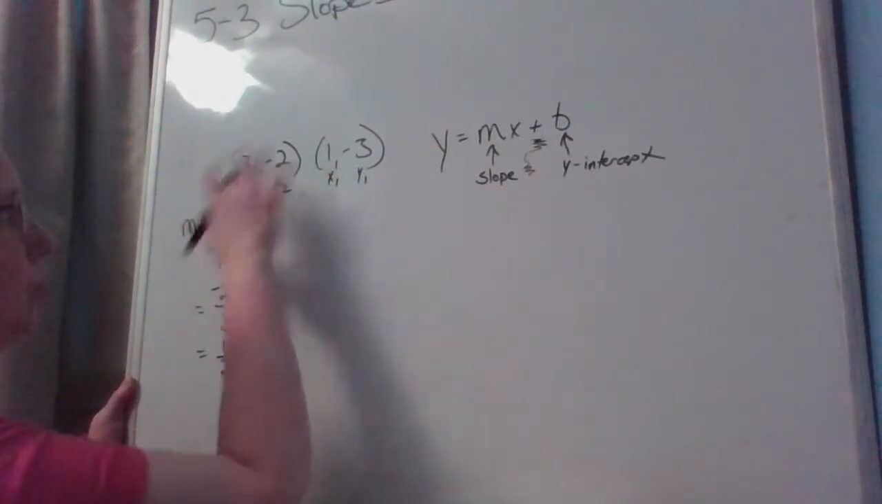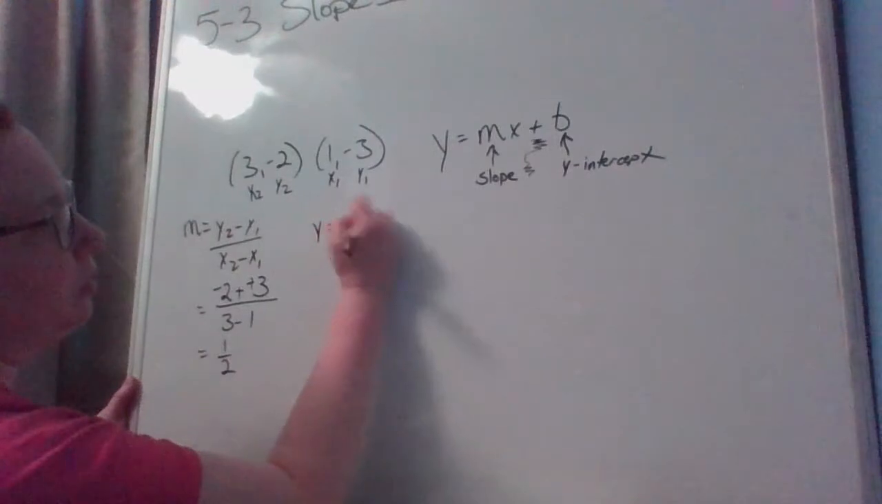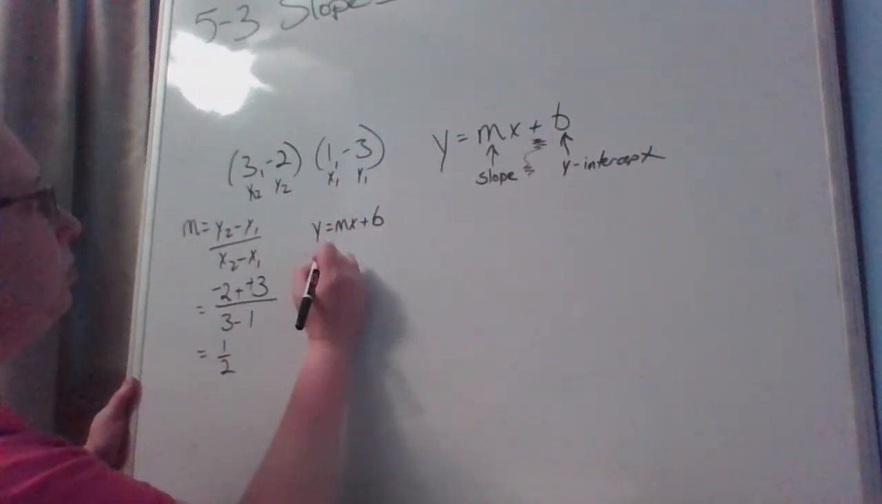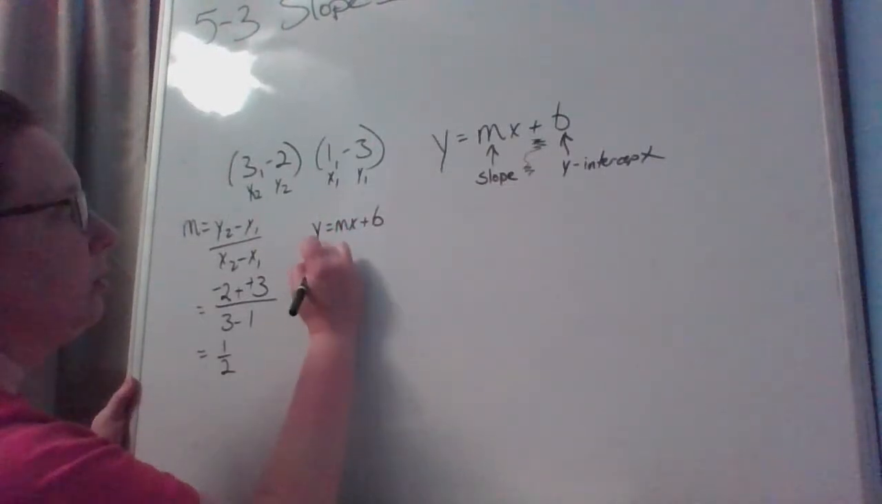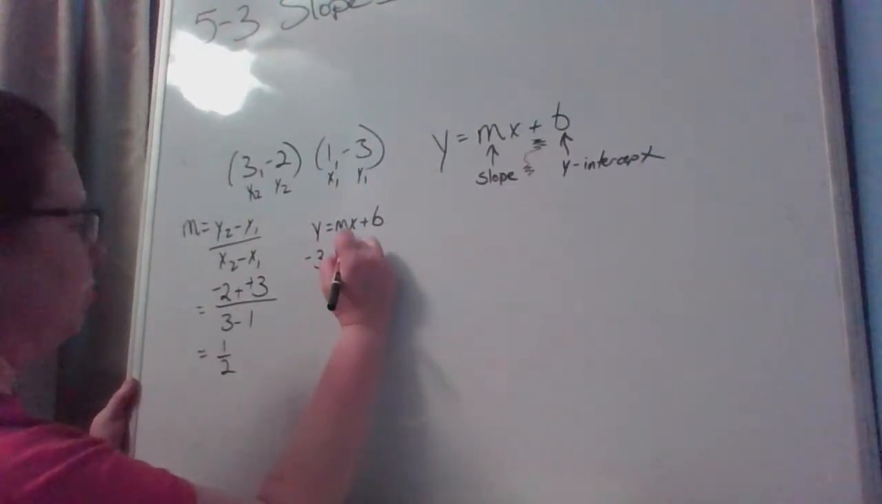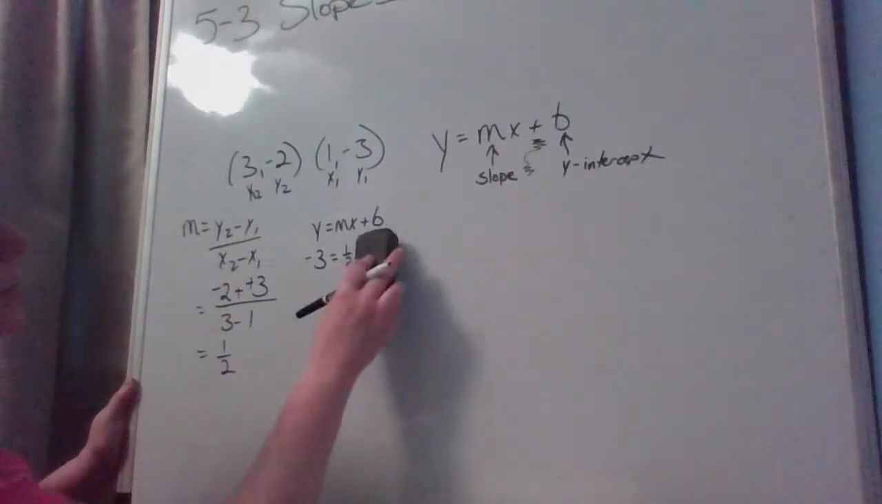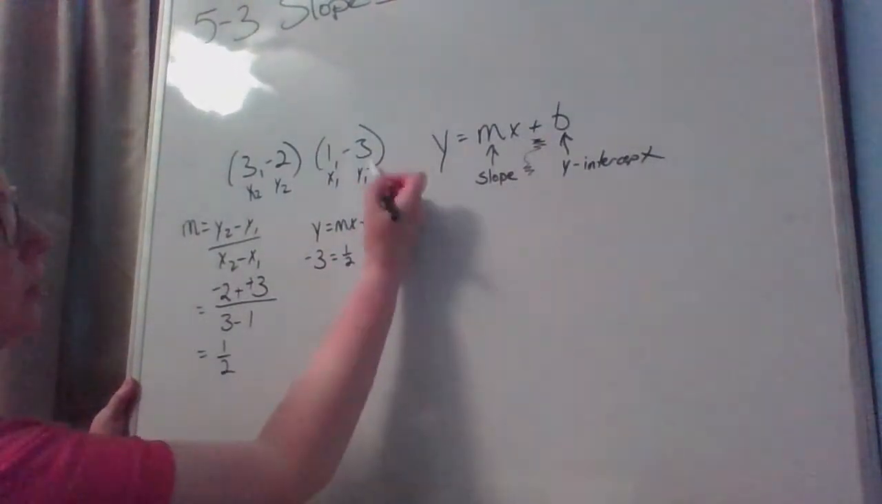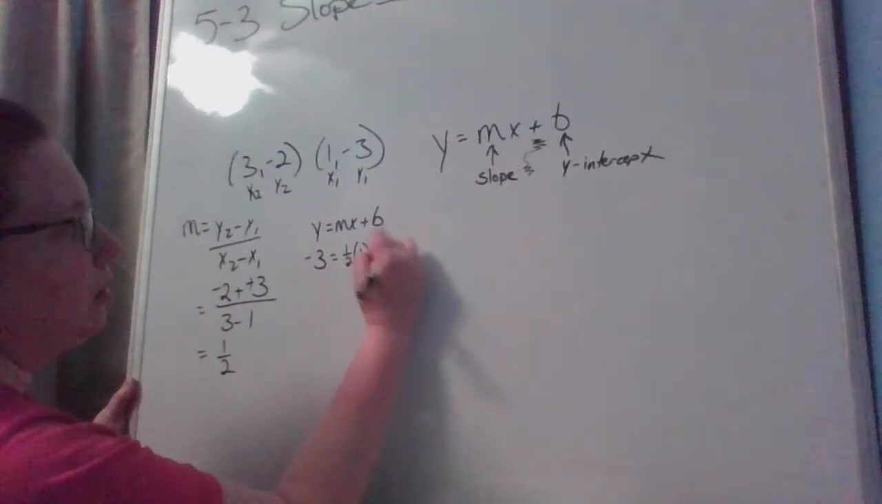Now I can use one of my ordered pairs, and again, I don't really have a preference which one I'm going to use. I don't know, I guess I'll use this one. So -3 equals 1/2. We know x is 1 here. Since I used -3 for y, my x is 1, plus b.